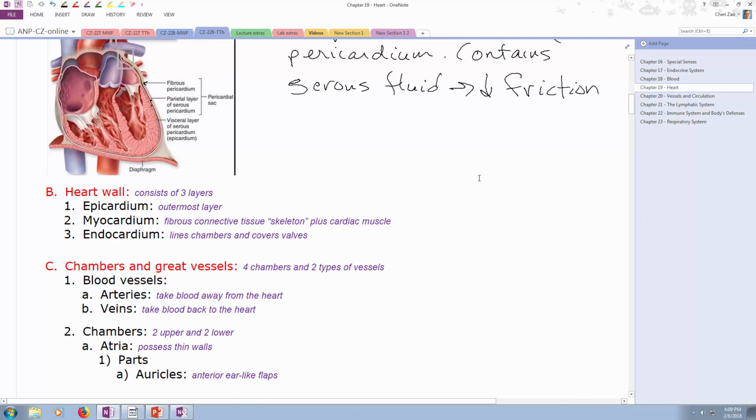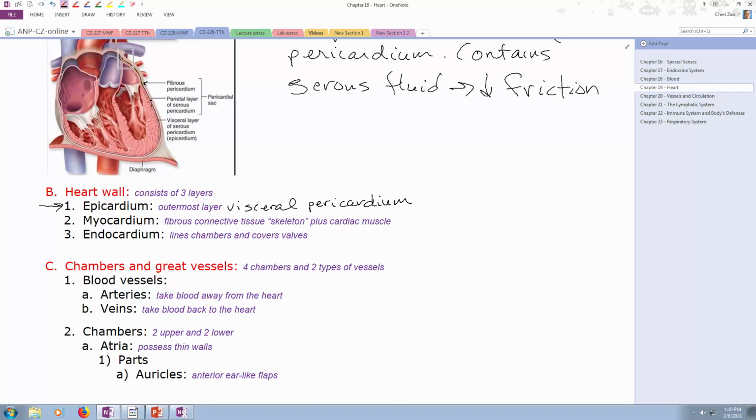Looking at the heart wall itself, we also have three layers here. We have the epicardium, which is the outermost layer, which we could also call the visceral pericardium. So they're synonyms. Myocardium, it says fibrous connective tissue skeleton plus cardiac muscle. Well, you don't see the skeleton, all you see is the meat. So for you, myocardium looks just like a thick muscular layer.